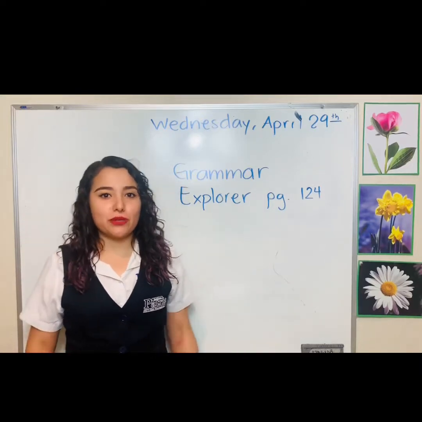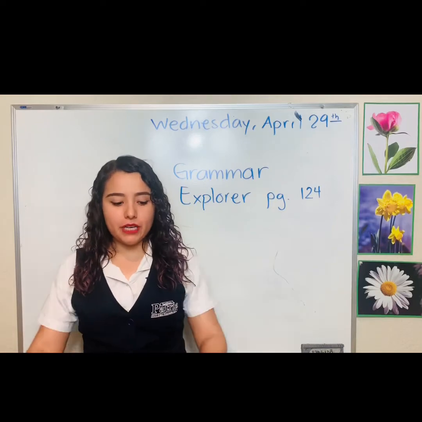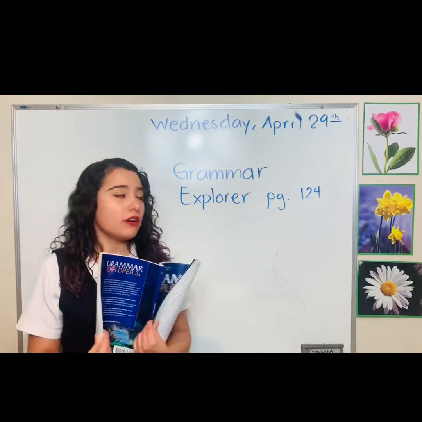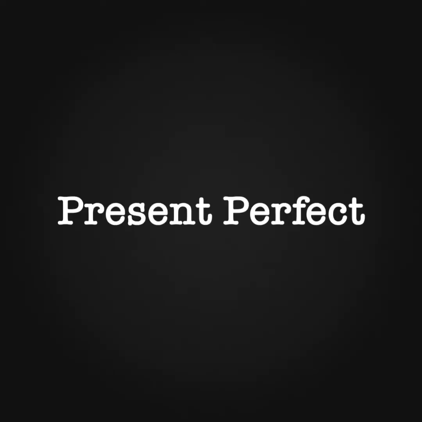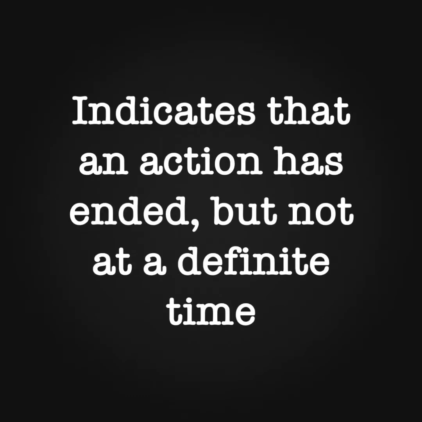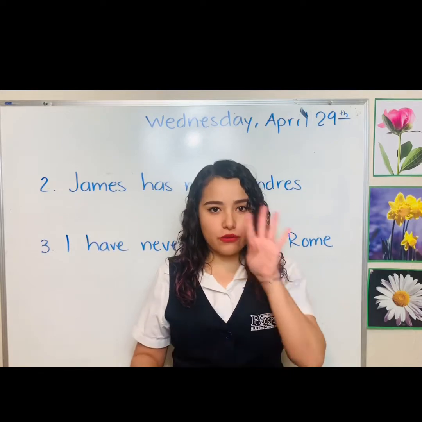Today is Wednesday 29th, and today we're going to talk about a very special topic, so you're going to need your Grammar Explorer on page 124. So basically, it indicates that an action has ended, but not at a definite time. Okay, so the present perfect, we use it for four things.